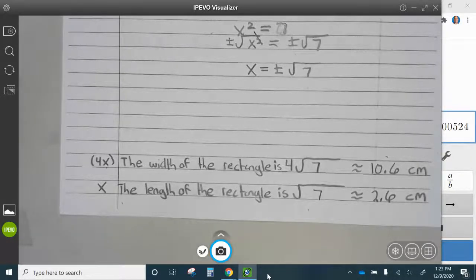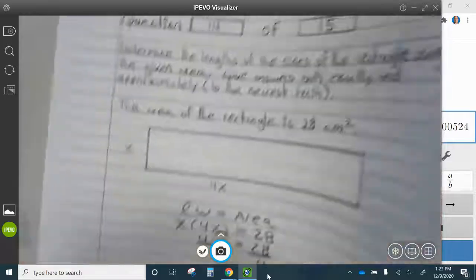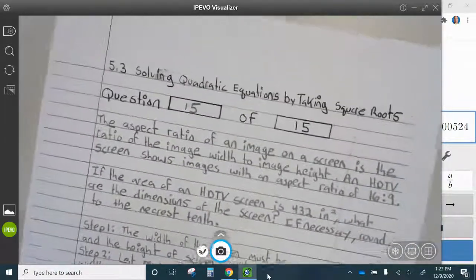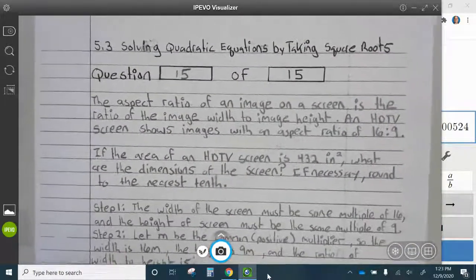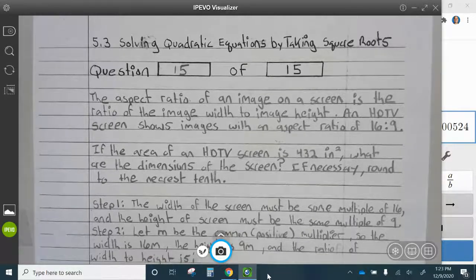All right, let's go ahead and move on to the last question. Question 15 of 15. The aspect ratio of an image on a screen is the ratio of the image width to the image height. An HDTV screen shows images with an aspect ratio of 16 to 9. If the area of an HDTV screen is 432 inches squared, what are the dimensions of the screen? If necessary, round to the nearest tenth.